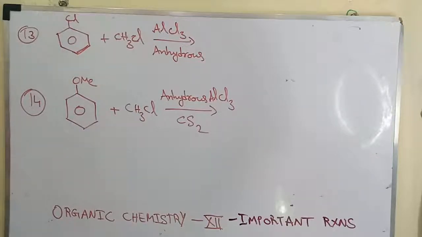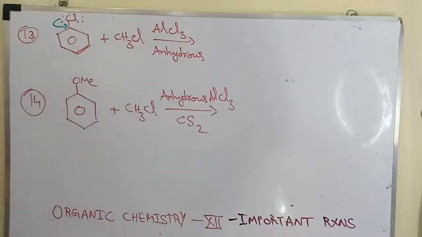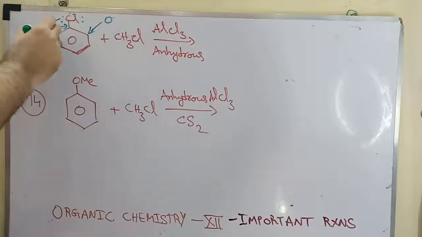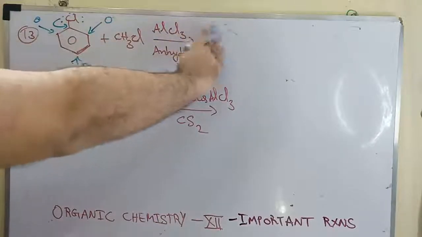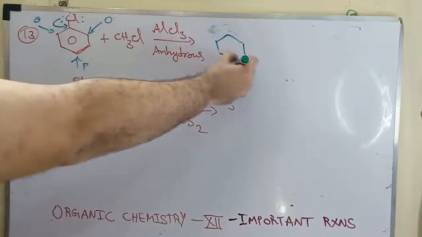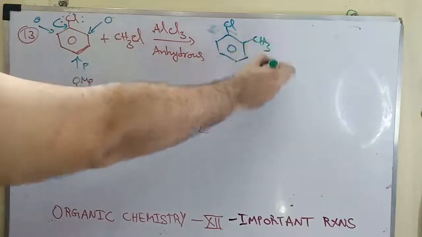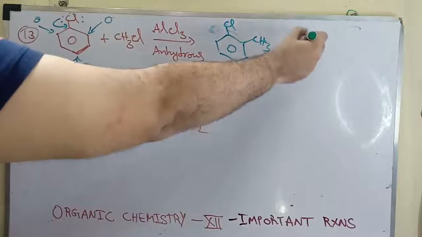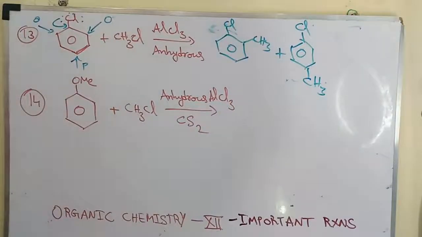So chlorobenzene with methyl chloride and anhydrous AlCl3, this is a Friedel-Crafts reaction. Chlorine can donate electrons to the ring, and hence it can activate the ring. Whatever can activate the ring is ortho and para directive. So we can write the ortho and para products. So chlorine here, the ortho product, and chlorine here, and this is the para product.